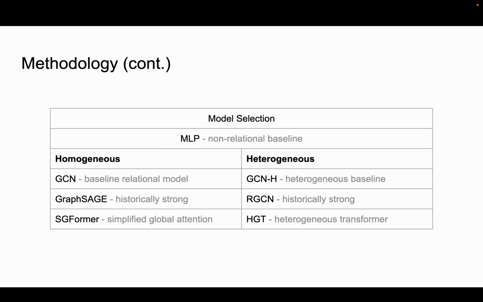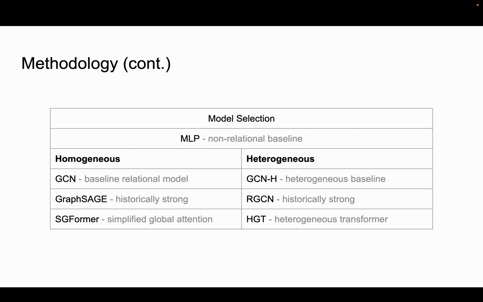We will evaluate 7 different models. The multi-layer perceptron will act as our non-relational baseline neural network, and then we will evaluate 3 different homogeneous and 3 different heterogeneous models. The graph convolutional network will act as our baseline model in both cases. GraphSage and RGCN are our historically strong performing models.